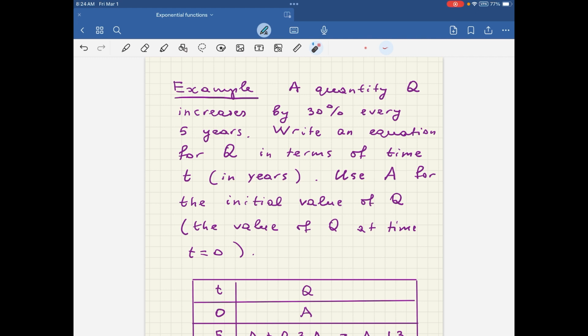In this example, we have a quantity that increases at a constant percentage growth rate. So why constant? Well, it's because it doesn't matter which period of 5 years we look at, the first 5 years or any other period of the same length of 5 years. Over any such period, the increase in the value of Q is going to be the same 30%.